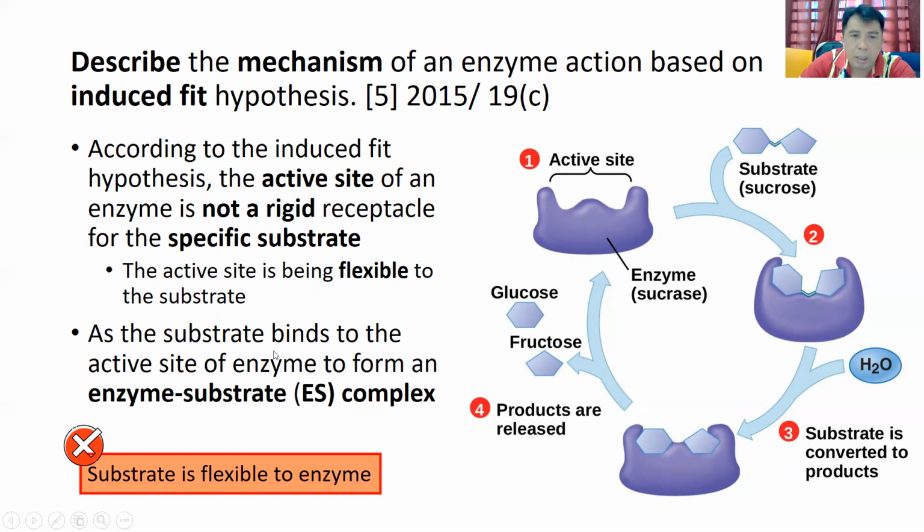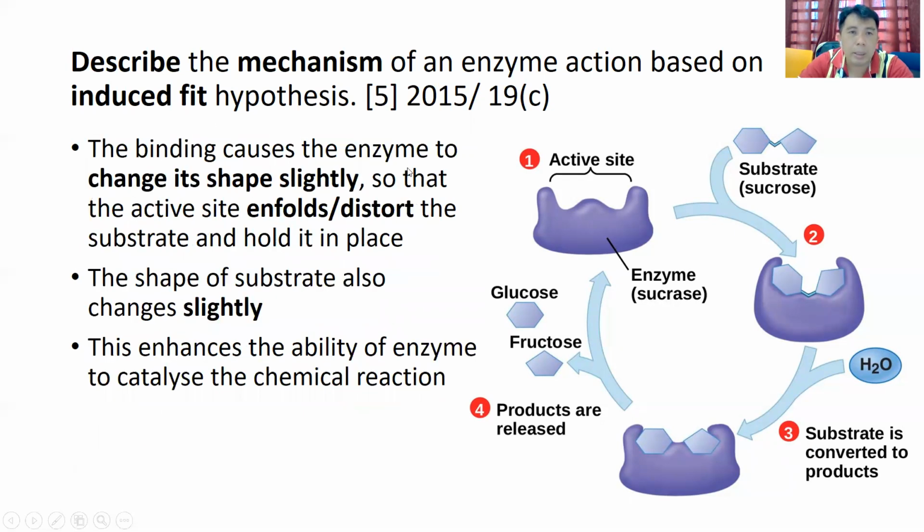Then as the substrate binds to the active site of the enzyme to form the enzyme substrate complex, what happens to the enzyme? The binding causes the enzyme to change its shape slightly. See here, they already changed, slightly. So that the active site enfolds or distorts the substrate and holds it in place. Then the shape of the substrate also changes slightly, so that this can enhance the ability of the enzyme to catalyze the chemical reactions.